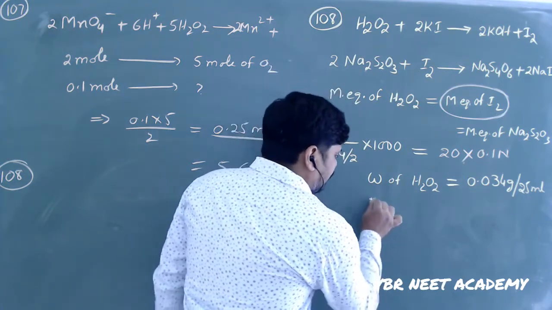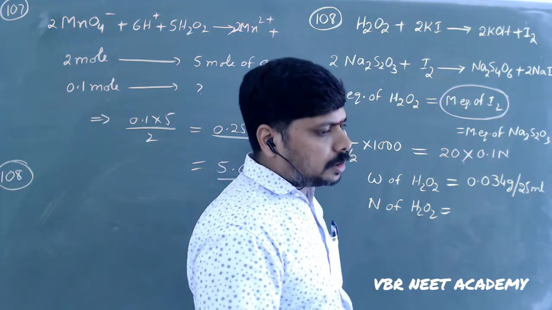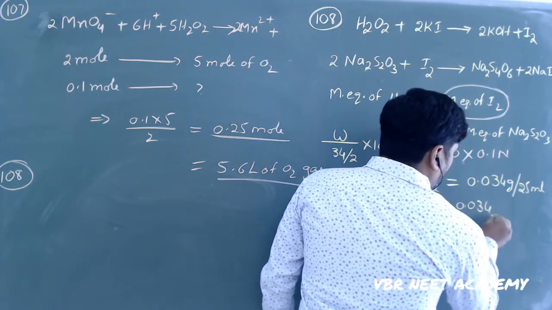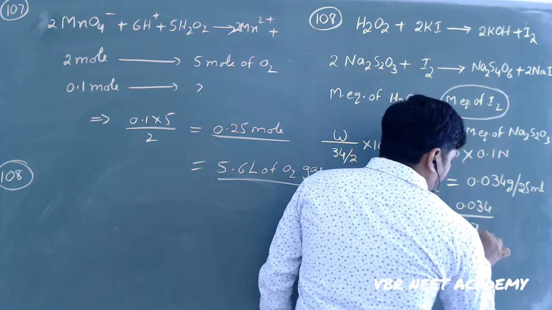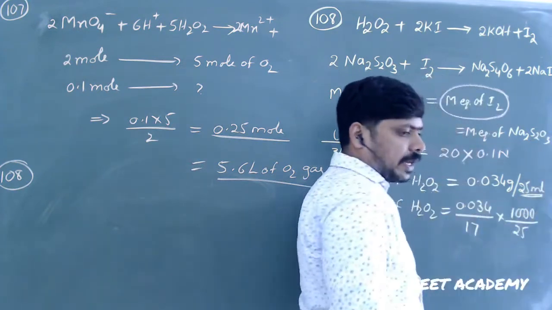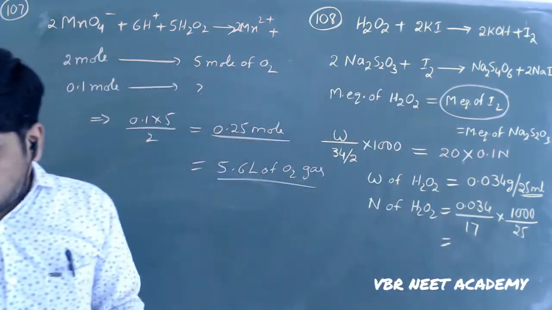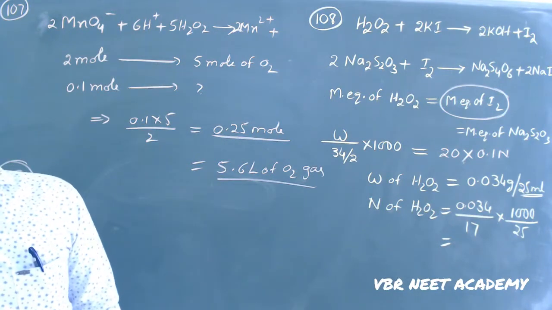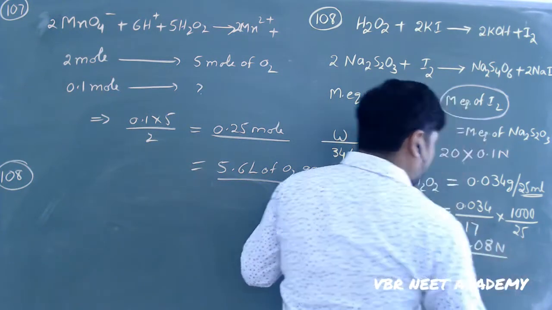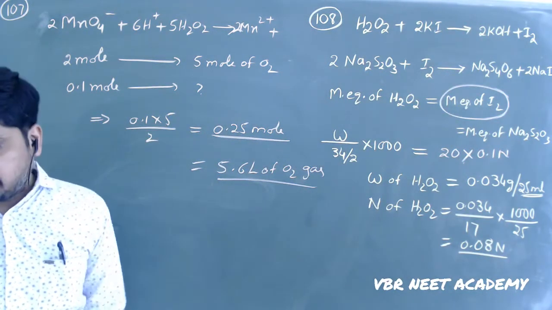So now, the normality of H2O2. What is the formula of normality? Weight by equivalent weight into 1000 by the volume in ml. The weight is 0.034, and the equivalent weight is 34 by 2, which is 17, into 1000 by 25 ml, because they gave 25 ml here. Understand? The simplification gives you the normality, 0.08 normal, for hydrogen peroxide.